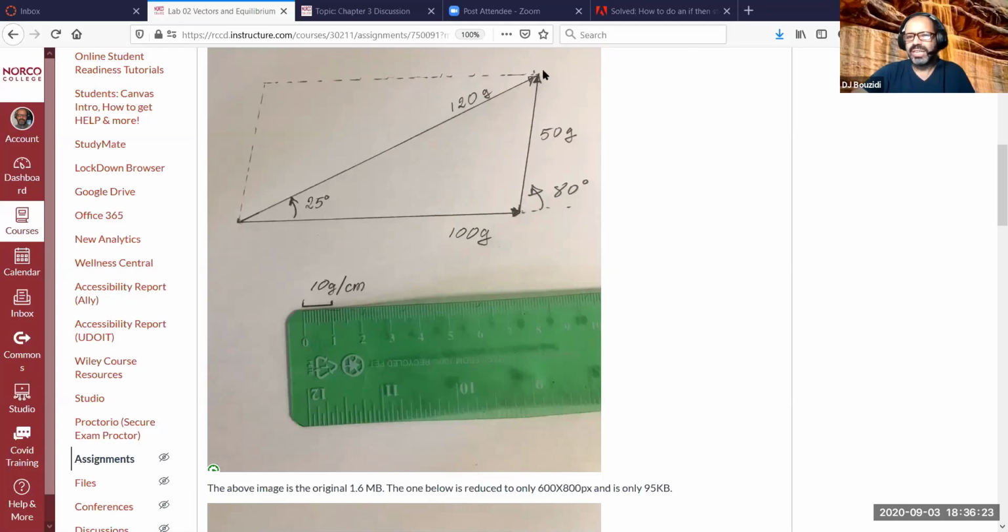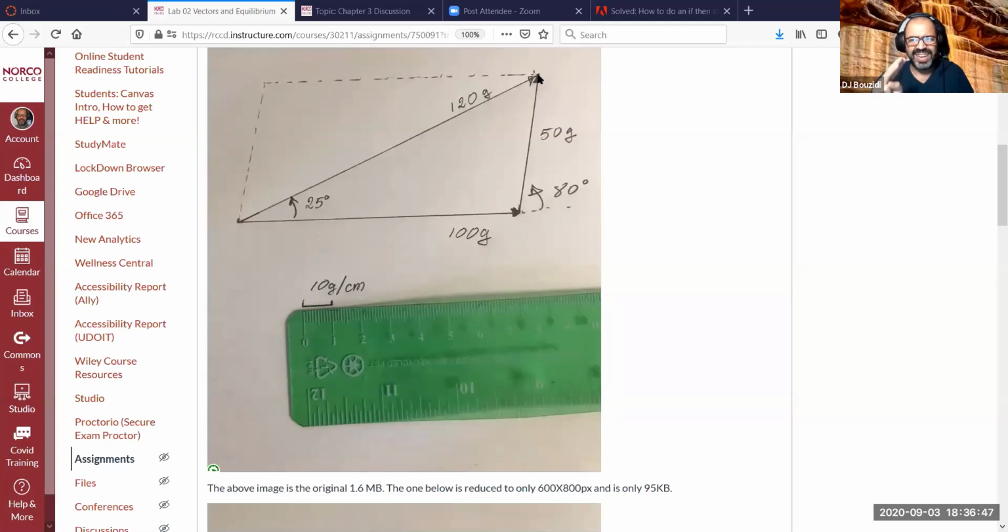How long that vector needs to be, you also have no choice at that point because it's a 50 gram. According to this scale, it's 5 centimeters. So this length has to be 5 centimeters, okay? With the ruler. Now I know where this vector is. Then at that point, I know what the resultant is, correct? I have done 2 vectors.